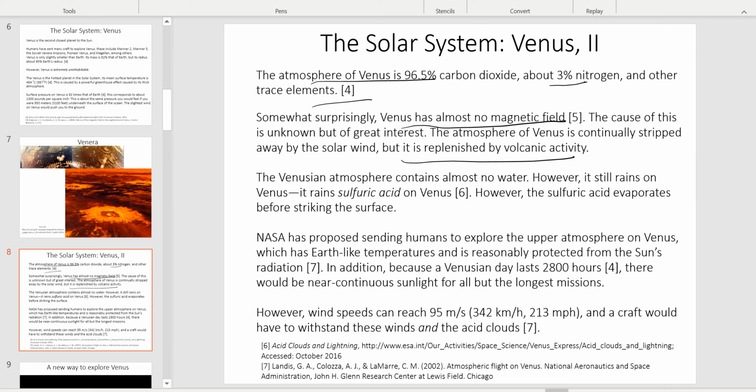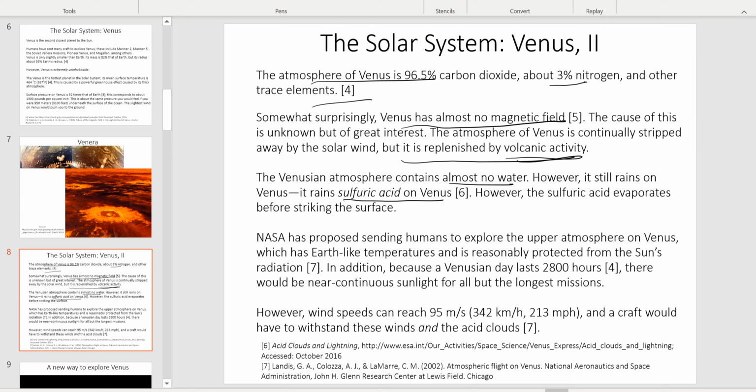We would expect that the atmosphere of Venus is being continually stripped away by the solar wind, but there's evidence that there's volcanic activity which is likely replenishing the atmosphere. Let's talk about some other properties of the atmosphere. It contains almost no water, but it contains quite a bit of sulfuric acid, and it actually rains sulfuric acid on Venus.